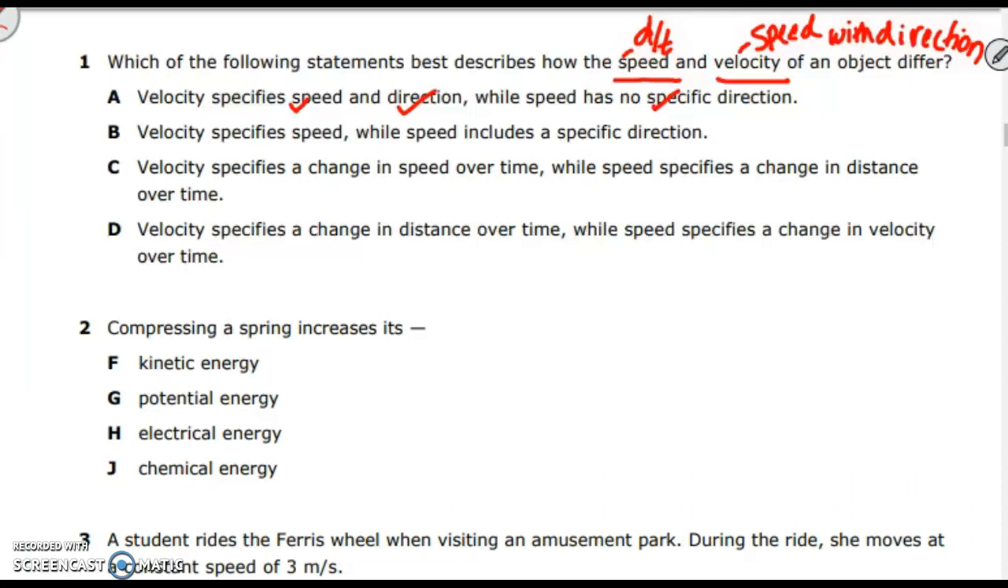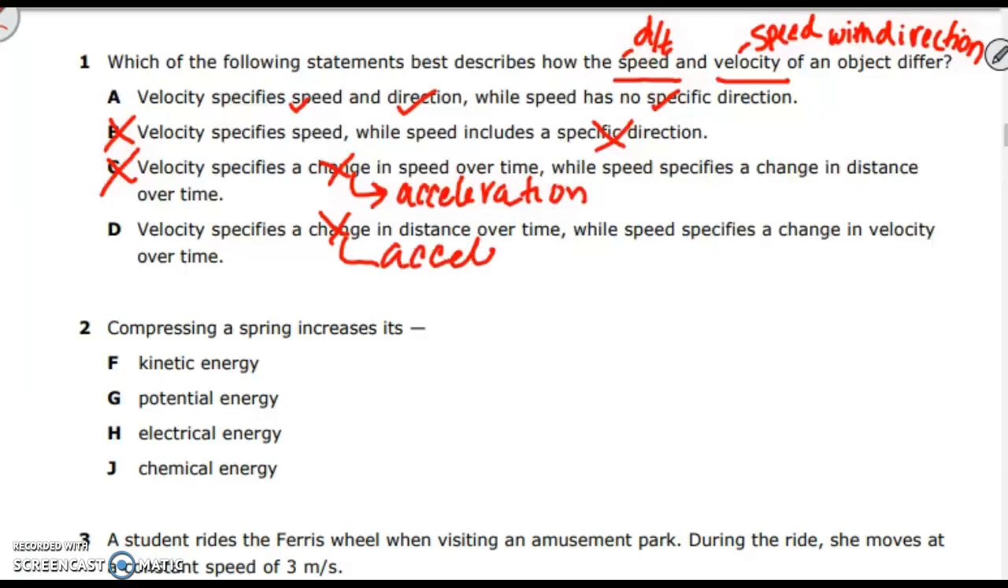B, the velocity specifies speed while speed includes direction. No, it does not. Speed does not include direction, only velocity does. C, velocity specifies change. Uh-oh, that word right there should obviously make you think of acceleration, not speed or velocity. So that cannot be our answer. Velocity is not changing, only acceleration is. And D, velocity specifies a change. Uh-oh, we got that word change again. That's acceleration, not velocity.